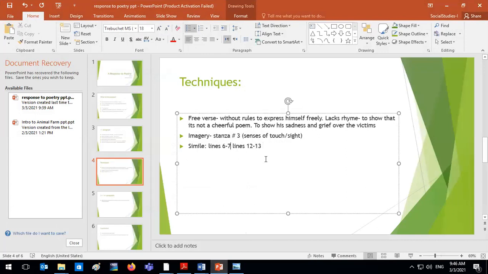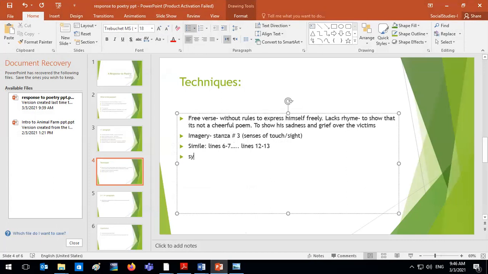Why are these important? Because if you discuss the usage of simile, you're going to explain what two things are being compared in the simile, and you're also going to discuss the significance of the simile. How did it help him achieve his point?